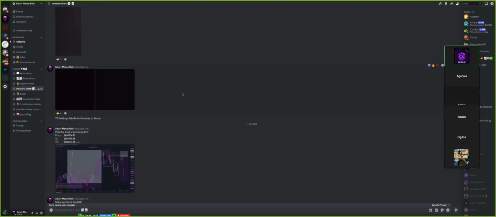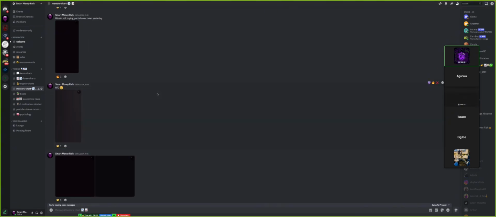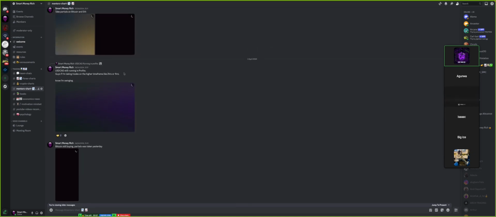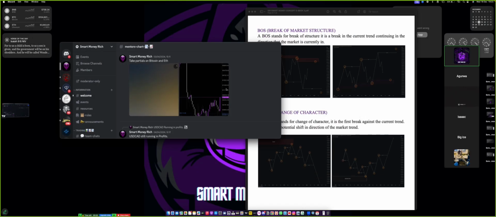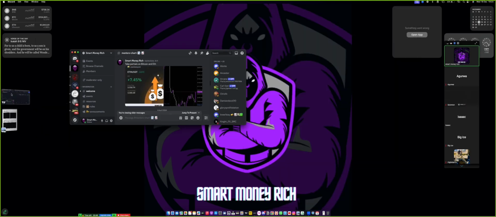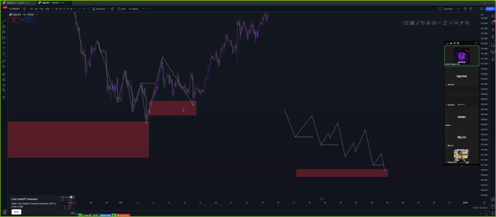Breaks of structure is normal. It's something anybody should try to understand. Market shifting above every previous high. Market shifting below every previous low. So for as far as the market is trending like this, so let me take this one out.